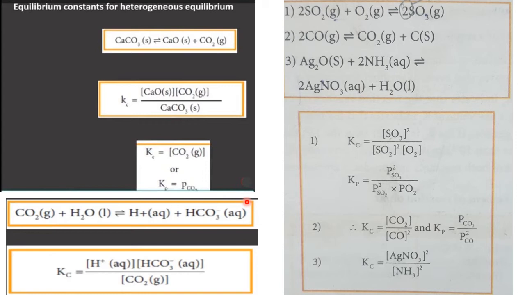The next is equilibrium constants for heterogeneous equilibrium. Already you know what heterogeneous equilibrium is. Heterogeneous equilibrium means in an equilibrium reaction, the reactants and products are in different phases. Here also, this is one of the best examples. Calcium carbonate is in solid form; on the product side, one is in solid form and another is in gaseous form. So here, how to write the Kc value?